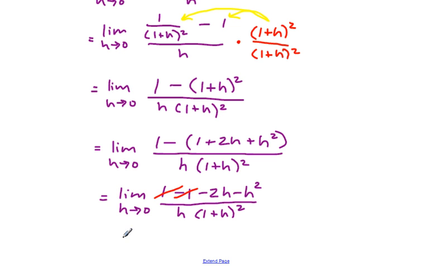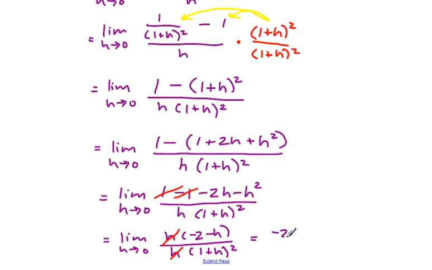And I can see that I can factor out an h. So I've got, as h approaches 0, h times (negative 2 minus h) all over h times (1 plus h) squared. And now the h, which was the reason I couldn't just plug in 0 all along, cancels out. And I am now able to plug in 0 on top, which gives me -2, on bottom, which gives me 1, and I get my answer of -2. And remember, at the very beginning, I was trying to find f prime at 1.